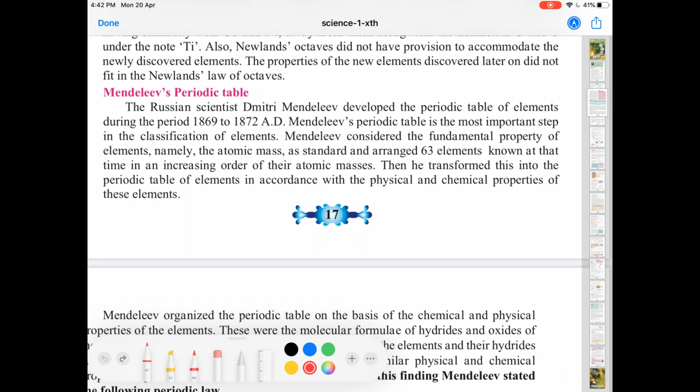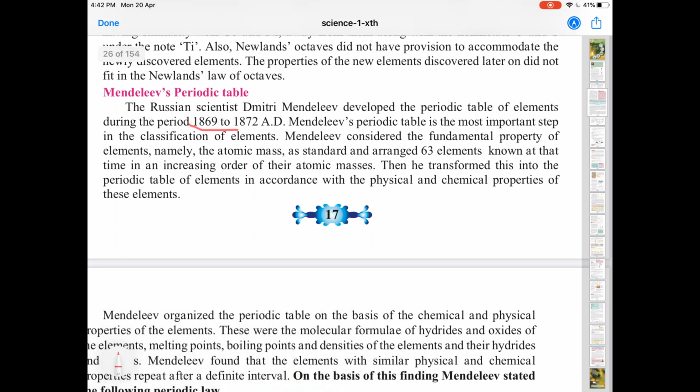Russian scientist Dmitry Mendeleev, as he was known, during the period 1869 to 1872 gave us a periodic table, what we call today as the Mendeleev's periodic table. And during his time, there were 63 elements known, and what he did was he studied the property of these elements.